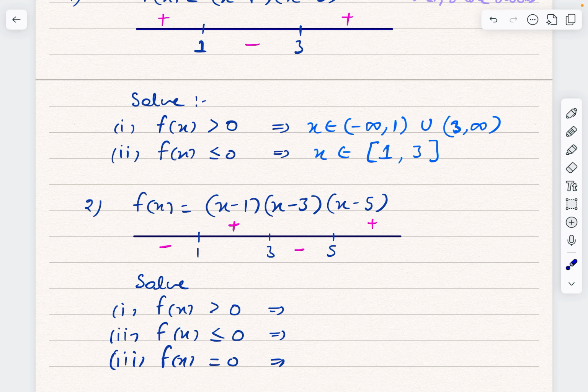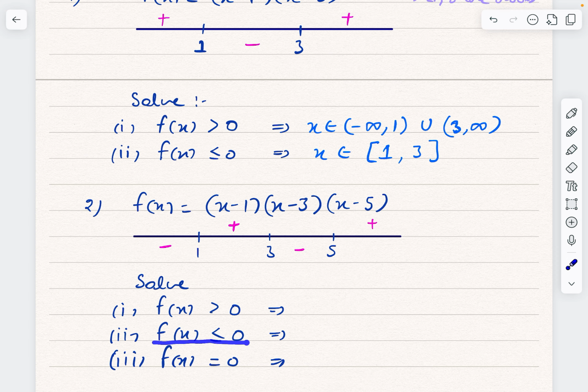Okay, guys. Now we'll discuss this problem. So in the next one, they're saying f(x) is (x minus 1)(x minus 3)(x minus 5), and we can see the roots are 1, 3, 5. Plot the roots here, 1, 3, 5. Like we discussed, rightmost is positive, then negative, positive, negative. First case, you want f(x) to be greater than 0. Where is it greater than 0? Between 1 and 3 and more than 5.